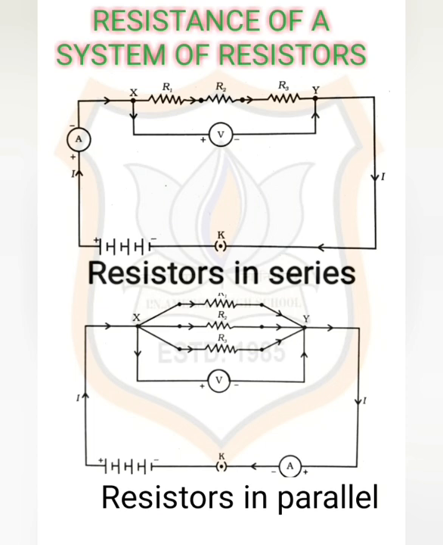There are two methods of joining the resistors together. The first diagram shows an electric circuit in which 3 resistors having resistances R1, R2 and R3 respectively are joined end to end. Here the resistors are said to be connected in series. While the second figure shows the combination of resistors in which 3 resistors are connected in parallel.